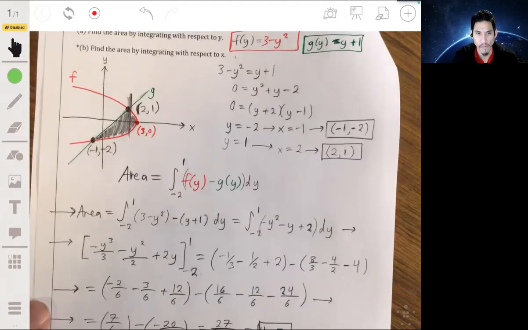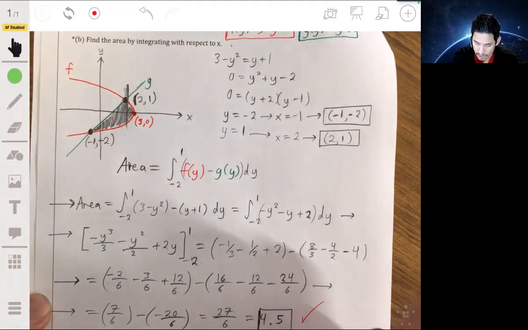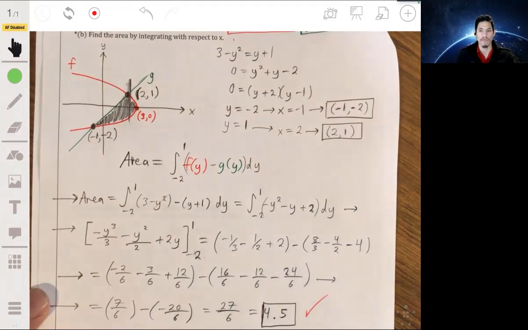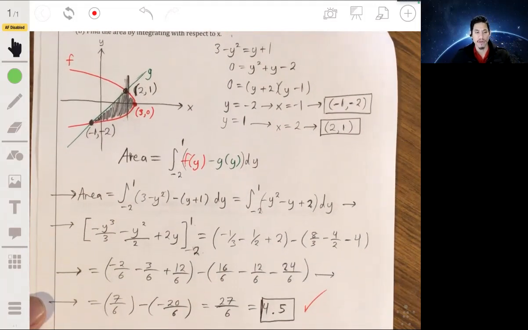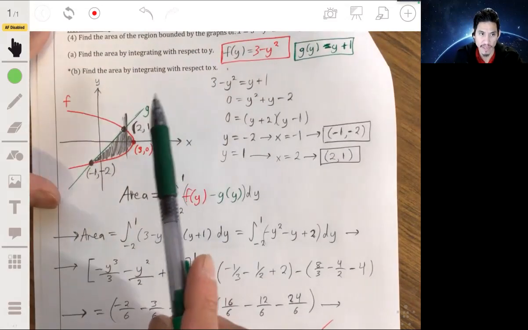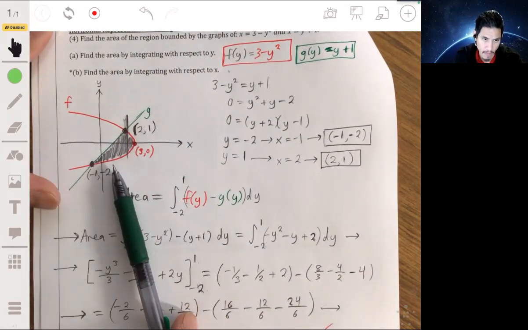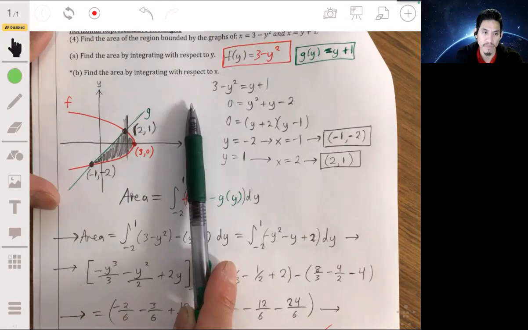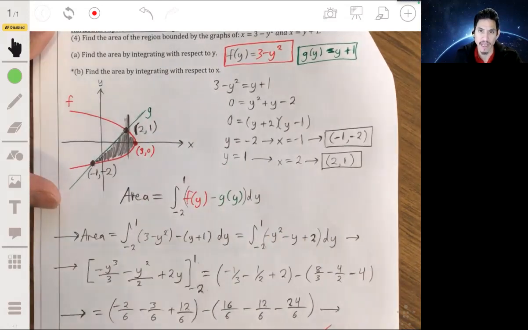All right, so there you go. That region will have an area of 4.5 square units. So in the next video, I'm going to go over how we integrate and find this area by setting up an integral with respect to x.